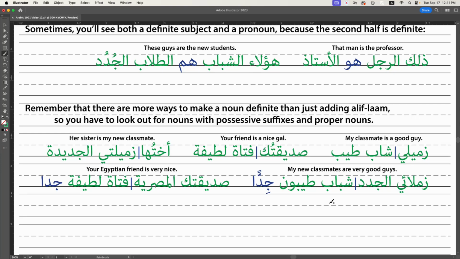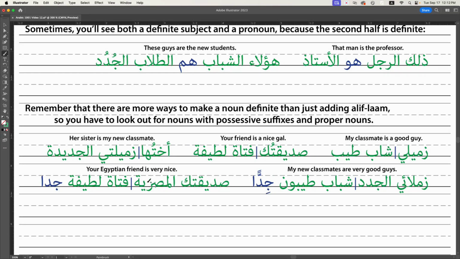So the word order goes kind of backwards from English here. This is pretty easy to get used to. Just remember jiddan and other adverbs I'll give you don't change for gender, number, or definiteness, and they go after their adjectives. So صديقتك المصرية, your Egyptian friend.